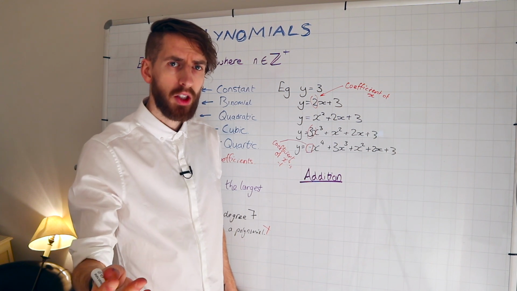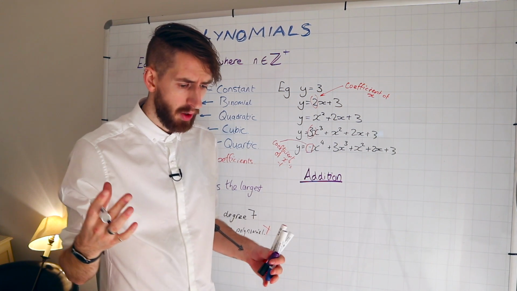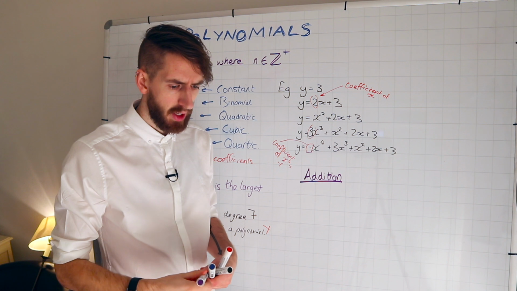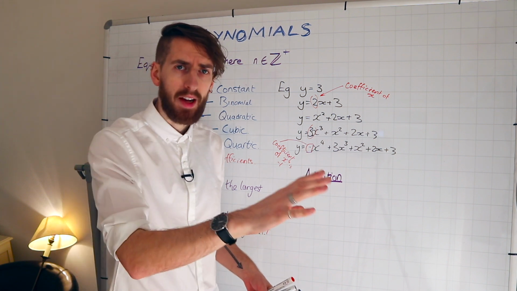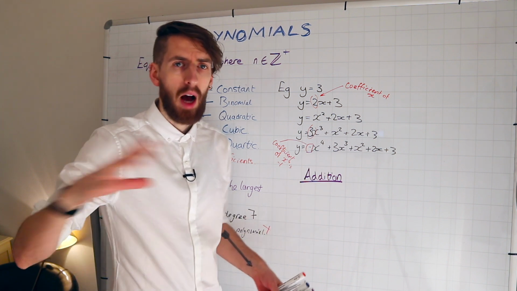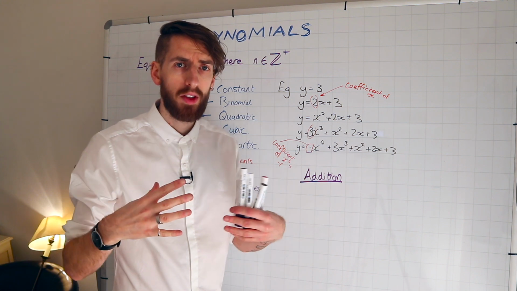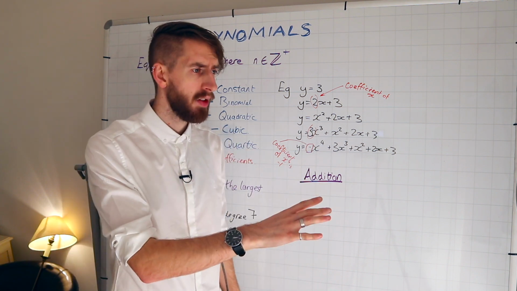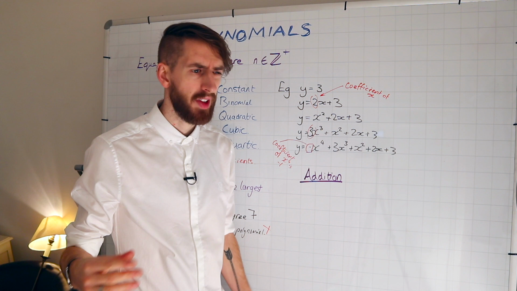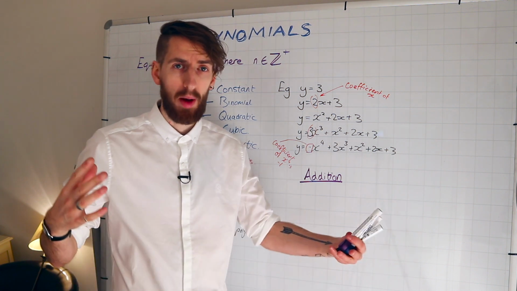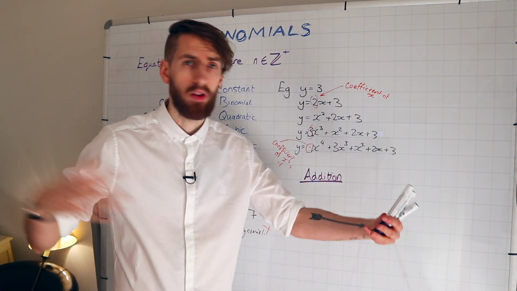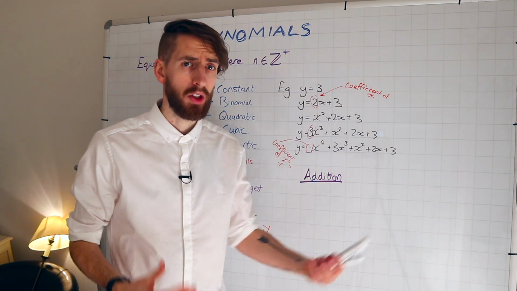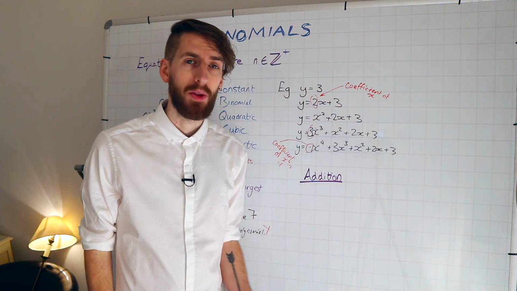If you add two polynomials, all you simply do is you look at them and think, right, how many x cubes have we got on this one? How many x cubes have we got on this one? You add those two. You can't add x cubes to x squareds because that's like adding bananas to apples. You've just got a banana and an apple. Whereas if you've got two apples, you've got two apples.